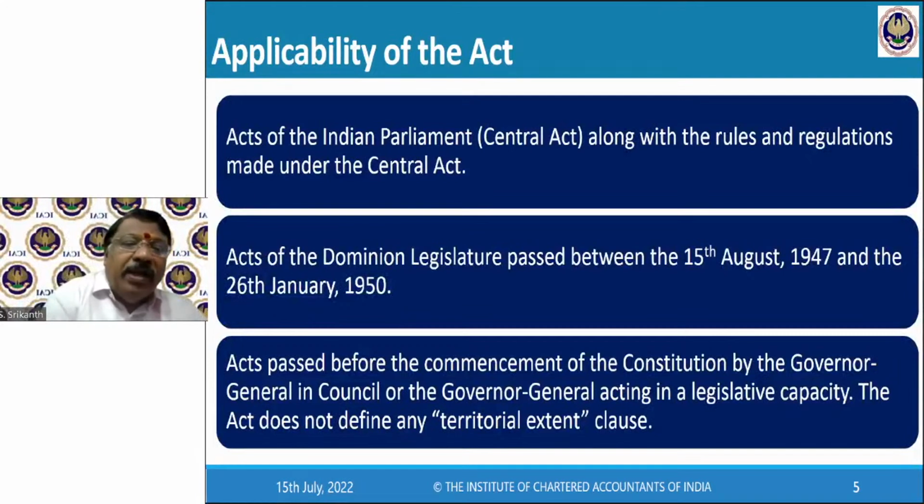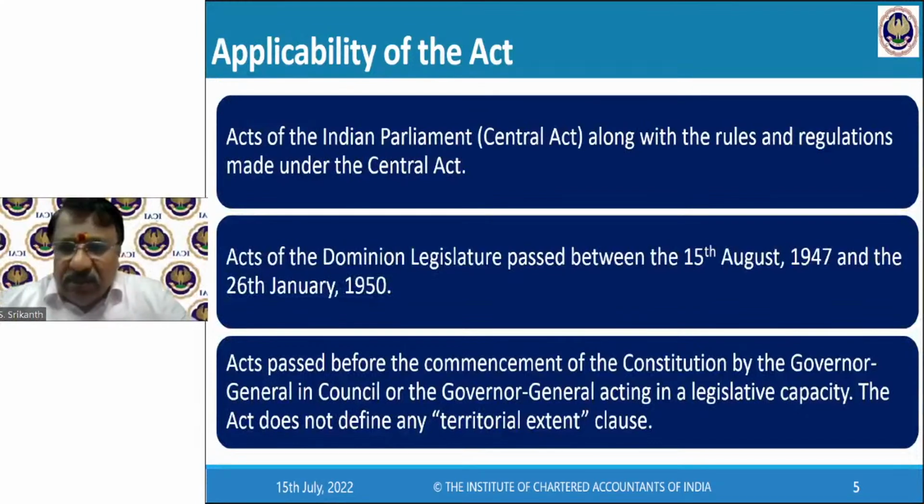Acts of the Dominion Legislature passed between 15th August 1947 and 26th January, before our Constitution came. See, between the time when we got independence on 15th August 1947 and our Constitution was finally approved on 26th January 1950, which is why we call it the Republic Day.